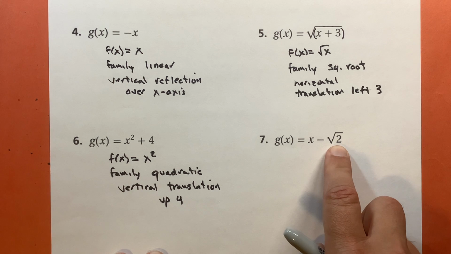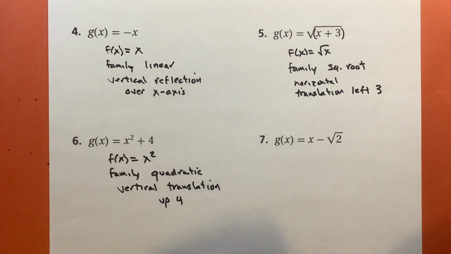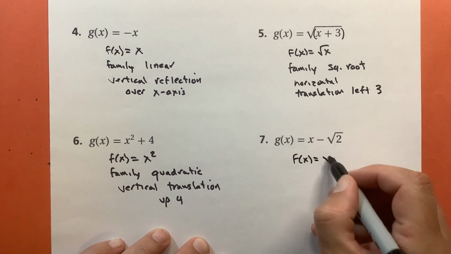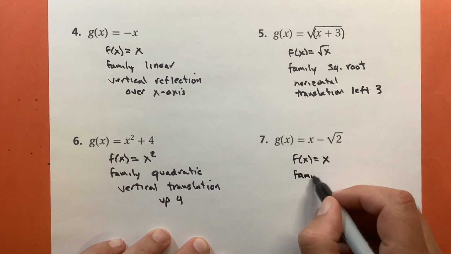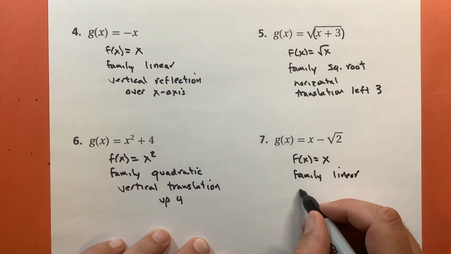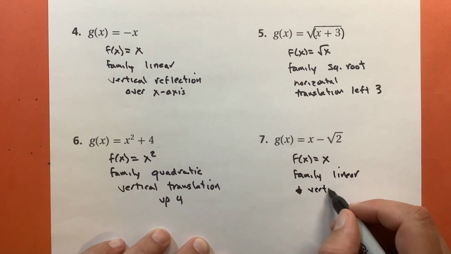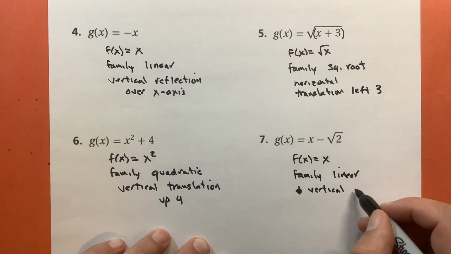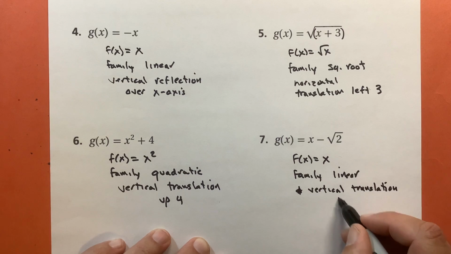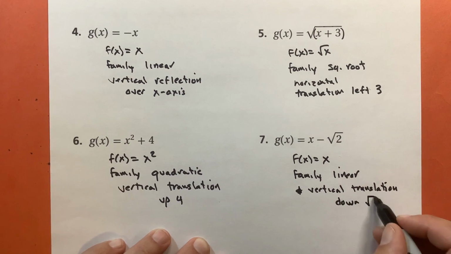All right, we talked about square root of 2 being irrational, but I'm not going to worry about that right now. It's approximately 1.4. This is just a linear function. So the parent function is f of x equals x. The family is the linear family. And the transformation, it is a vertical, because I don't see any parentheses, translation, it's a slide, down by the square root of 2.